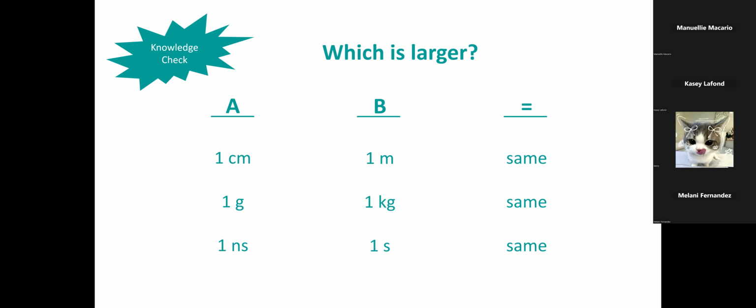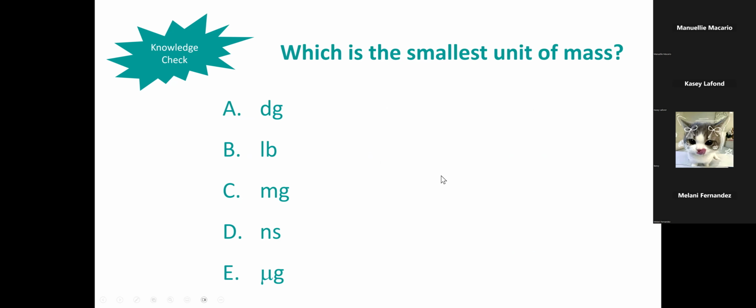All right, nanosecond and second, which is bigger? Yes, a second. A nanosecond is just a billionth of a second, so it's faster than a blink. Good. All right, how about this one? I'm going to give you a tricky one. Which is the smallest unit of mass? And for those of you who did not grow up here, that BL is an LB and it stands for pound. I have no idea why.